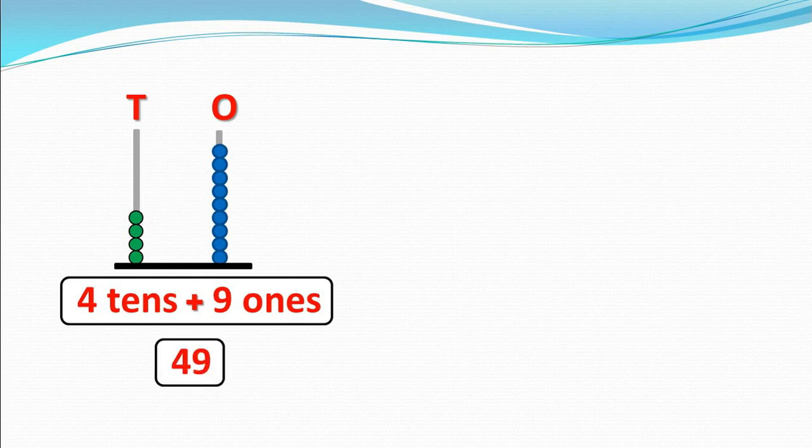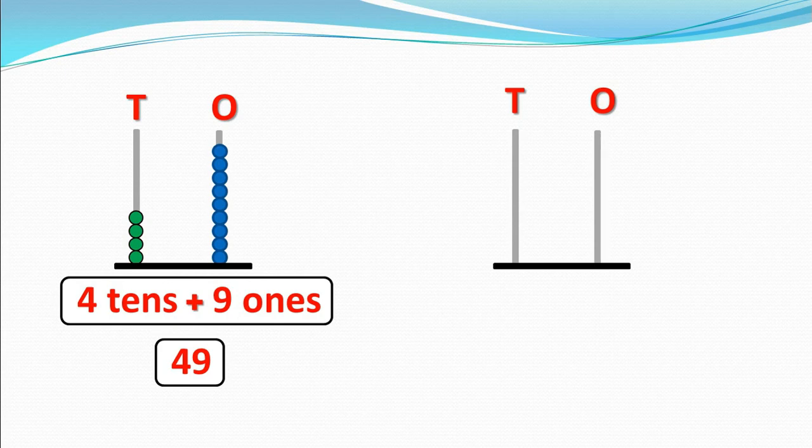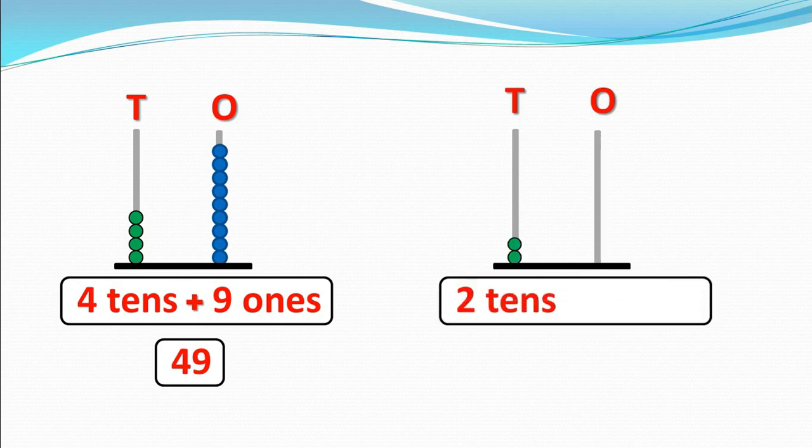Now in this abacus, tens rod has 1, 2 beads, which means 2 tens. And ones rod has 1, 2 beads, which means 2 ones. Now 2 tens and 2 ones makes 22.